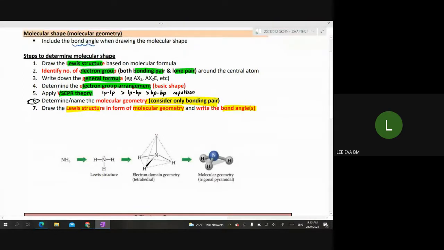Ya, ini Madam extract daripada internet. Electron domain geometry adalah awak punya electron group arrangement. Okay, ada berapa bonding pair, ada berapa lone pair. And last kali baru kita tentukan dia punya shape or the geometry. So this one is like a summary for you. So let's just try this one.